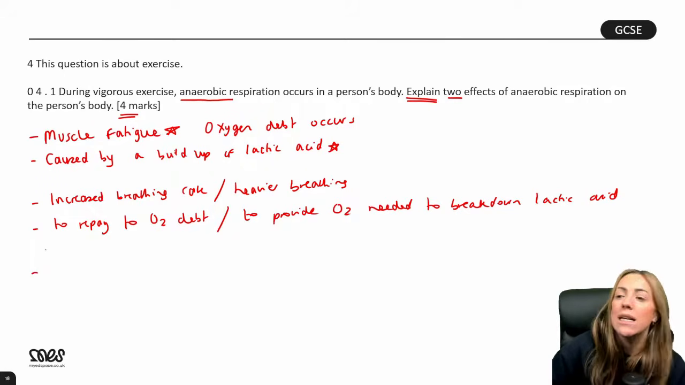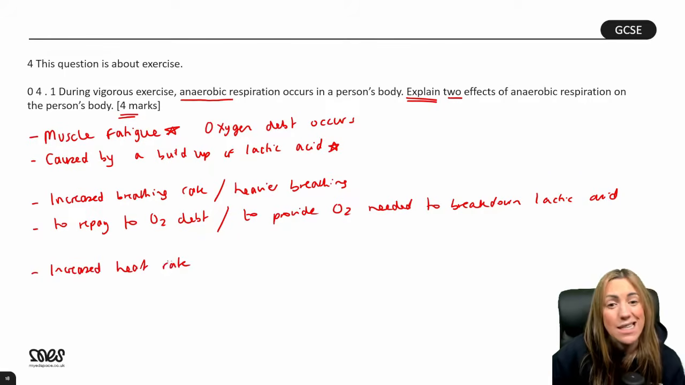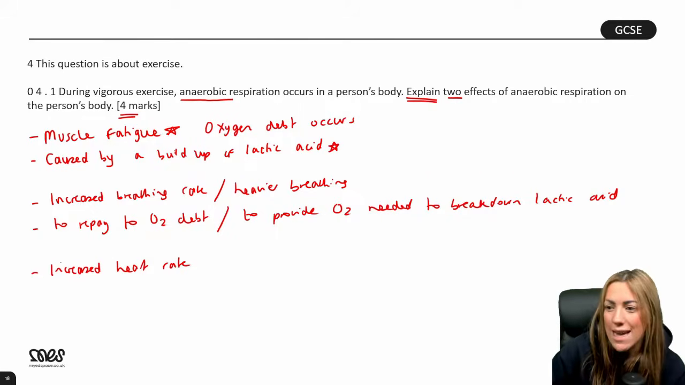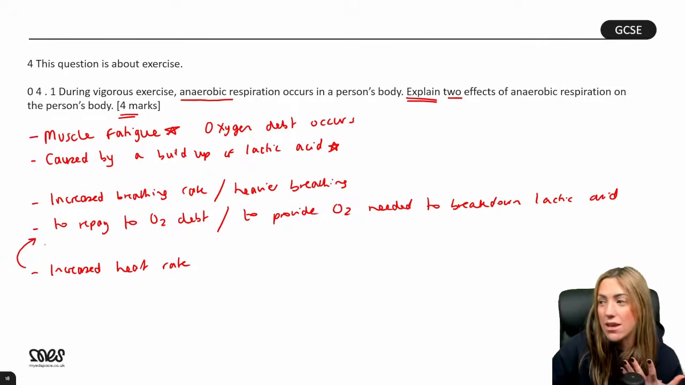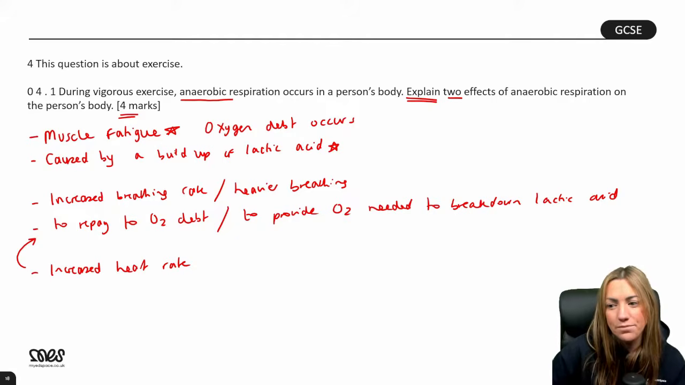Similarly to that one, increased breathing rate, you could also go with increased heart rate. Even after exercise, heart rate stays high. So continued increased heart rate or just increased heart rate. But again, you would link that to the same explanation. So it has to stay high to repay the oxygen debt or to provide the oxygen needed for the breakdown of lactic acid, because obviously oxygen is carried in the blood. So by keeping our heart rate up, it's going to deliver plenty of oxygen to the muscles so that oxygen can be used to break down the lactic acid. So that would be the effect, but you'd use the same explanation for that one.